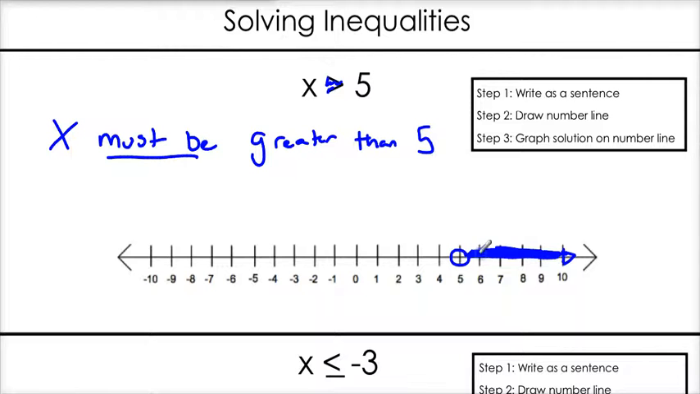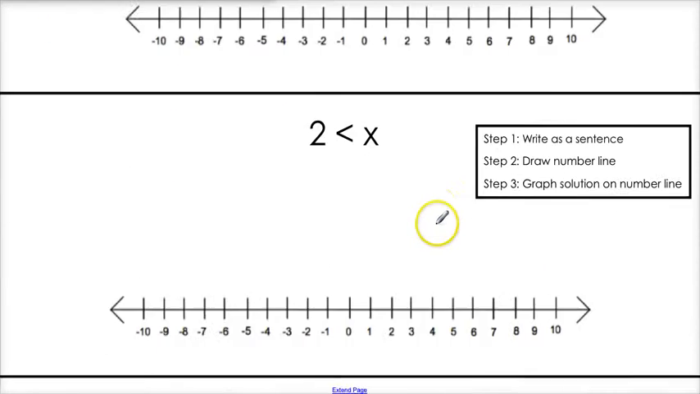This is really the key to it. Step 1. Write it as a sentence, as we did here. Always do this. Step 2, you're going to draw your number line. 3, graph it. And this visual is so helpful. And remember, if it's just greater than not equal, it's an open circle. Let's keep drawing these, okay? Let's see if we get used to this.